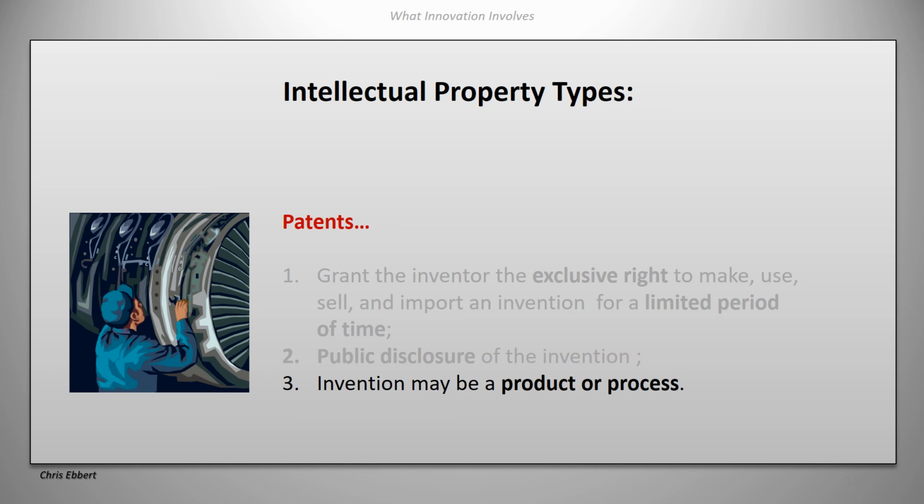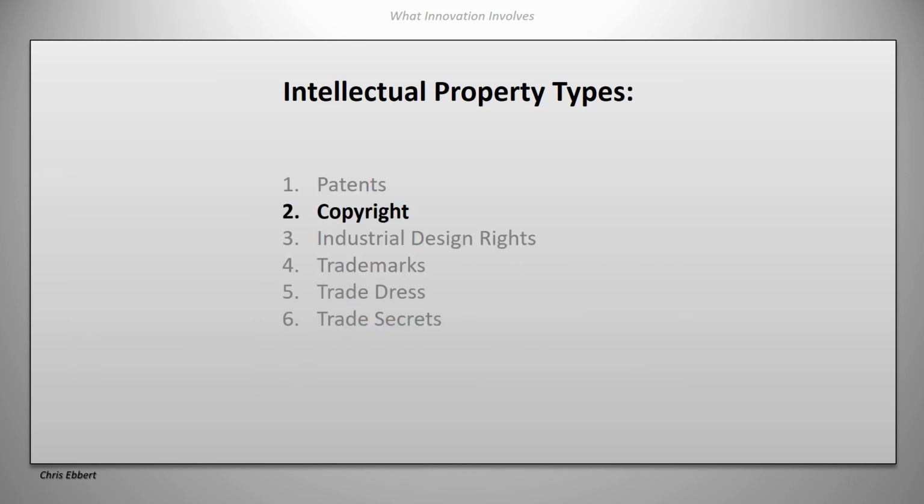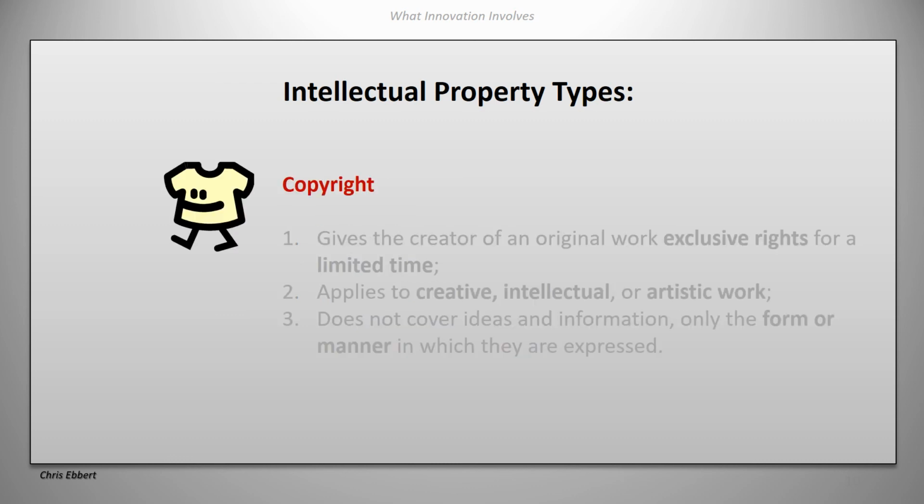And you can get a patent for a product or a process. Let's move on. The copyright. Copyright is a very different thing. The copyright gives the creator of an original work exclusive rights for a limited time. And this applies to, I would call these softer types of innovation, may not even be innovation at all.